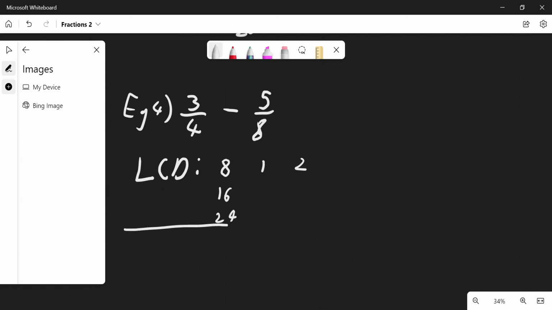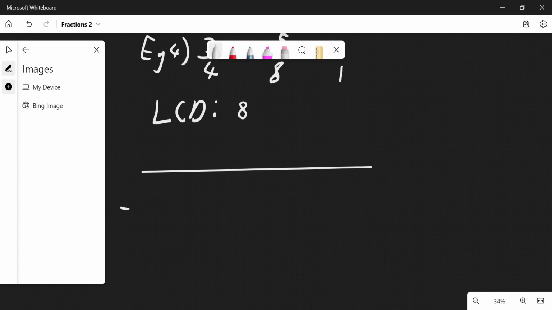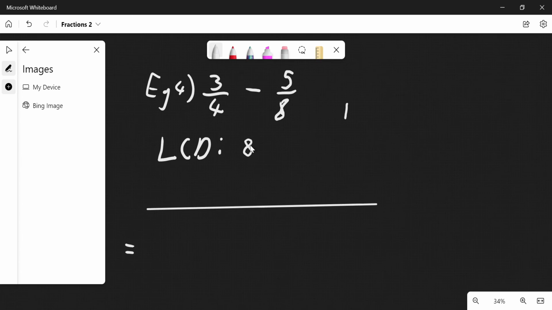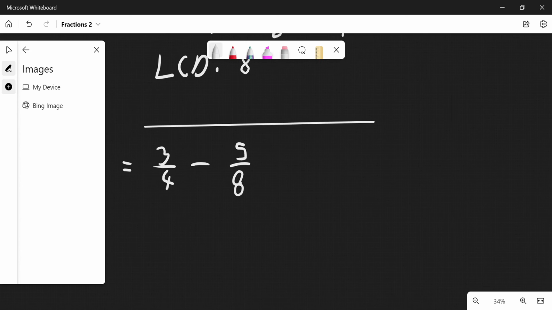So what we're doing here now is we're going to say, okay, so our LCD is 8. This is the lowest possible number that both 8 and 4 divide into. Never forget that a number can divide into itself always one time. So our LCD is 8. So then I ask myself, if we have 3 over 4 minus 5 over 8, you ask yourself, what can I do to 4? How can I multiply 4 to make it 8? 4 times 2 is 8.